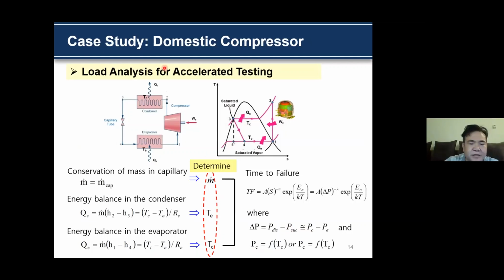This is a load analysis in Excel, and this is a refrigerator cycle. It consists of the compressor, condenser, coupling tube, and evaporator. From the conservation of mass in the coupling tube and the energy balance in the condenser and evaporator, we can determine the mass flow rate and the temperature of the condenser and the evaporator. And from the time to failure, we can find the stress that came from the pressure difference.